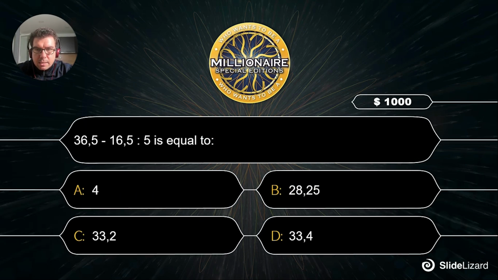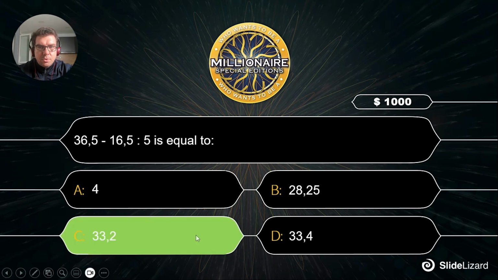36.5 minus 16.5 divided by 5 is equal to which of the following? 5 seconds, pause the video if you need to and tell me the answer. Did you find C, 33.2? Let's work it out together.